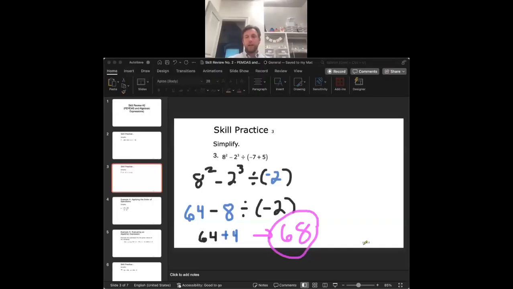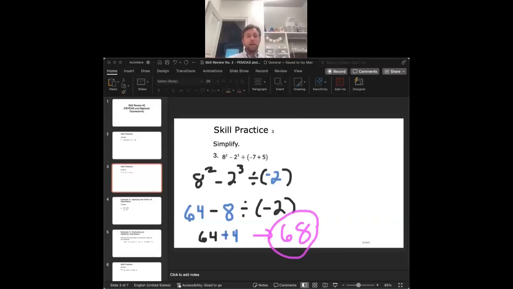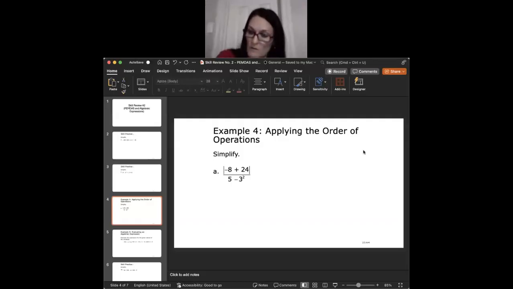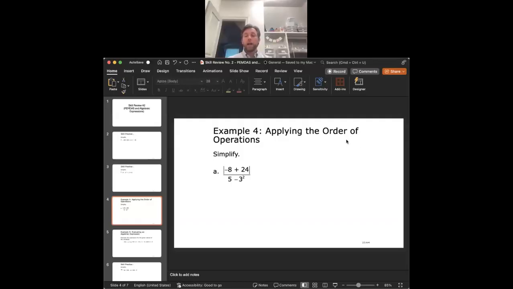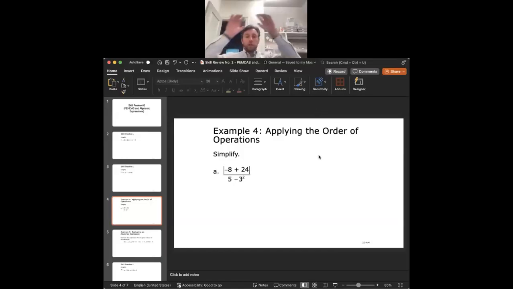Not so bad, huh? These two were probably the more challenging ones, and the ones here on the practice are what you would expect. Okay, so let's do this one by the order of operations. Now remember, when you have a fraction, what do you do? Simplify the top down to a single number, simplify the bottom down to a single number. So how would I do that here?